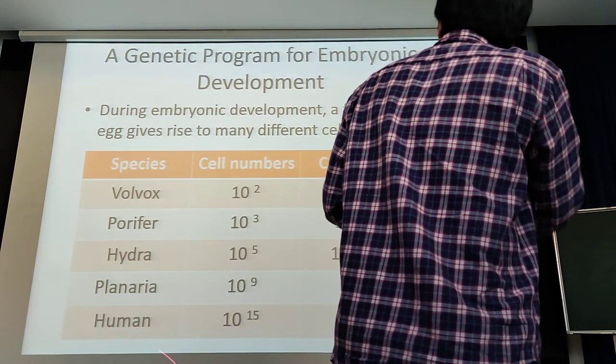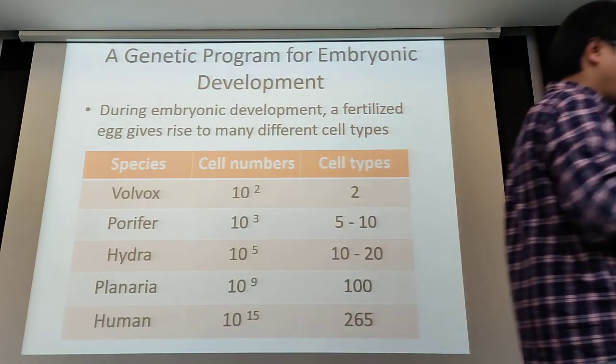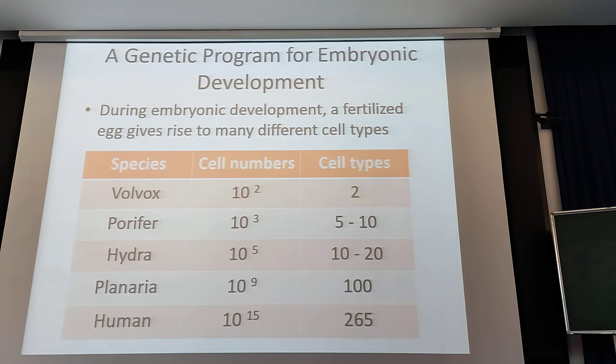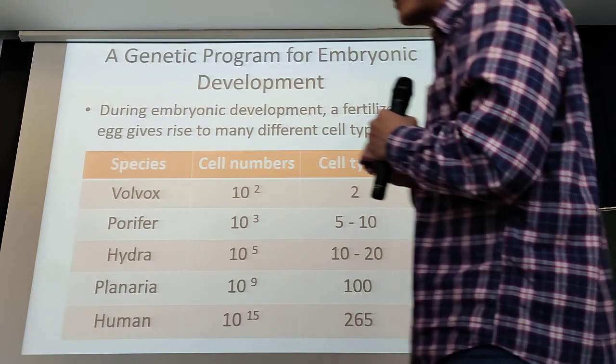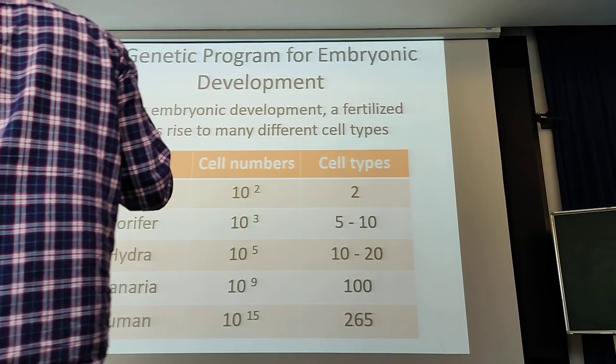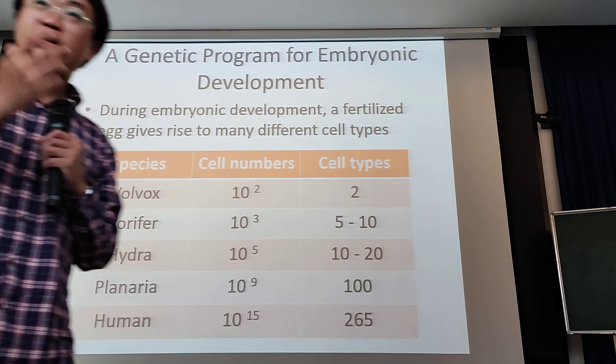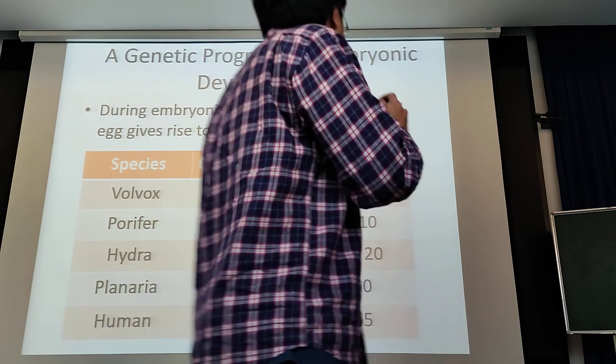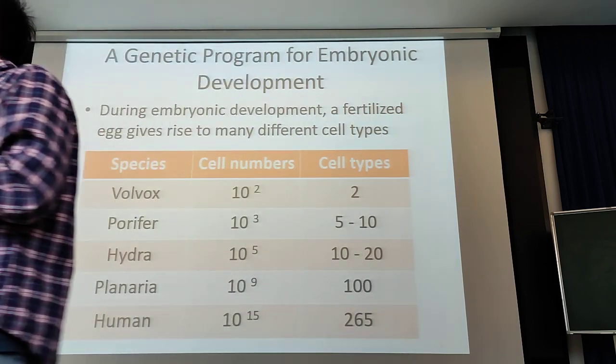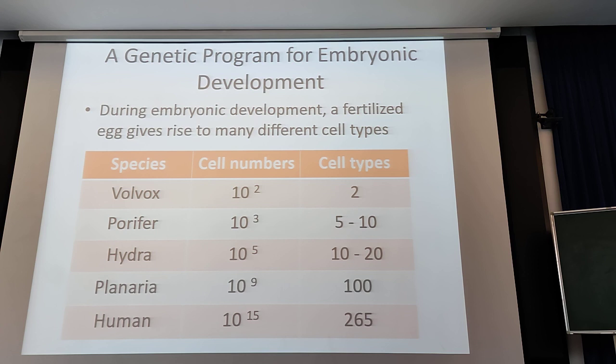in human adults, there are around 1 billion cells, and the cell types number around 265. These cell types might have very different morphology and functions. For example, the heart cell is different from the brain cell, the intestine cell, the skin cell, and the blood cell.